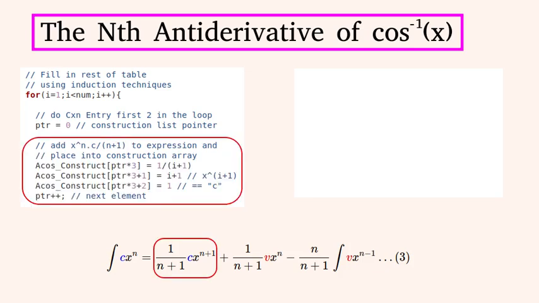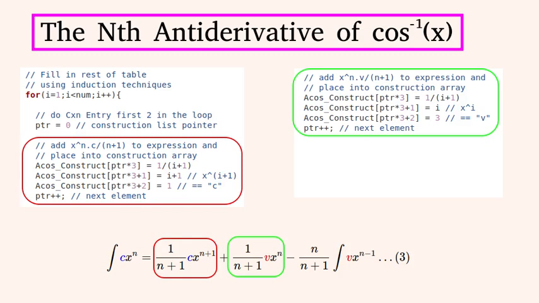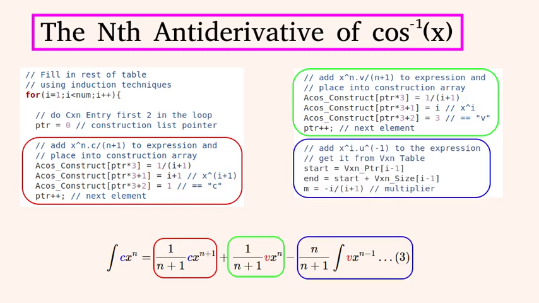So we'll put the first term in this formula here, circled in red, into the array that's going to be the antiderivative that we're looking for. Then we'll put the second term into this table. Then we'll put this term in that's circled in blue. It's another antiderivative, but because it's the n-1th term of Vx, we can copy it from the Vxn table.